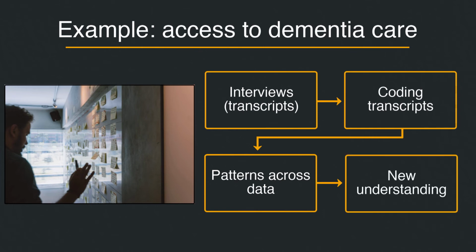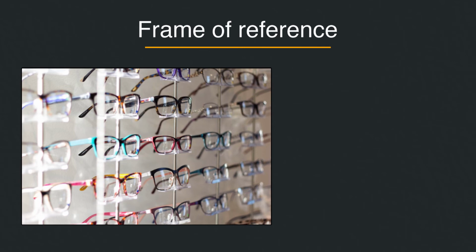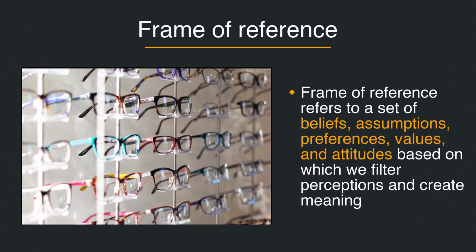Another important aspect of qualitative research is the frame of reference. In general, a frame of reference refers to a set of beliefs, assumptions, preferences, values, and attitudes based on which we filter perceptions and create meaning. We all have a frame of reference. When it comes to research, a frame of reference could be compared to the glasses a researcher wears when analyzing the collected data. Given that qualitative research aims at gaining a deep understanding, and everyone may have a different frame of reference, there are many ways to understand the same phenomenon.